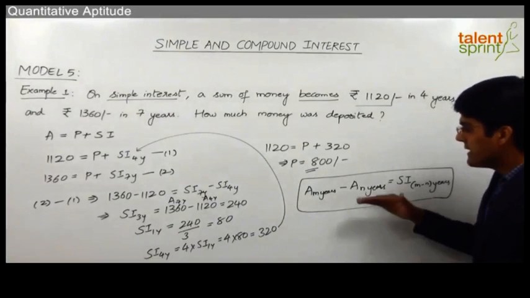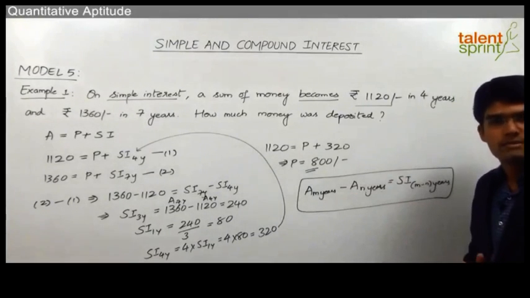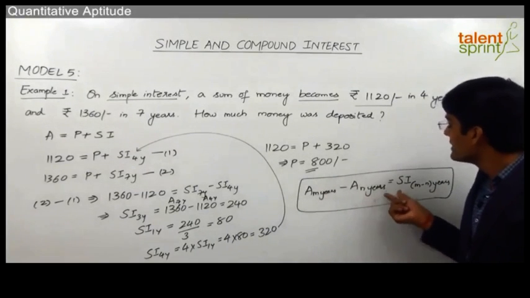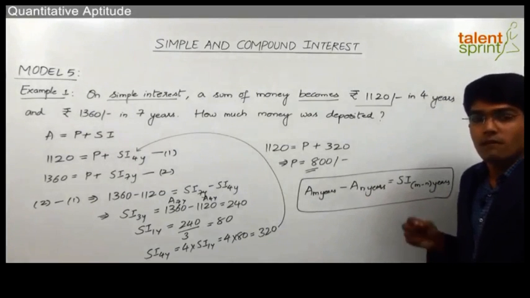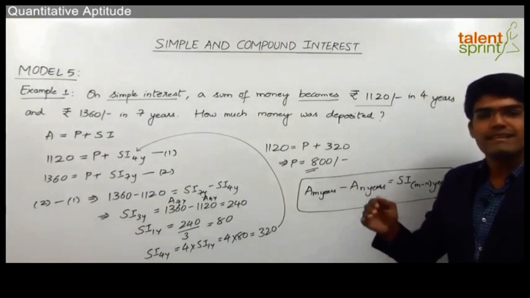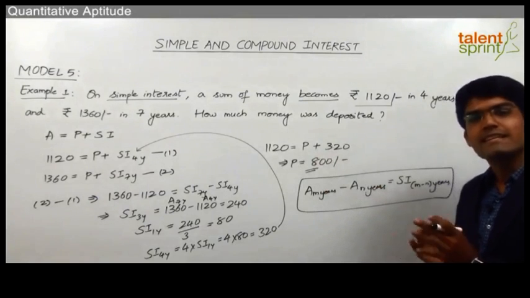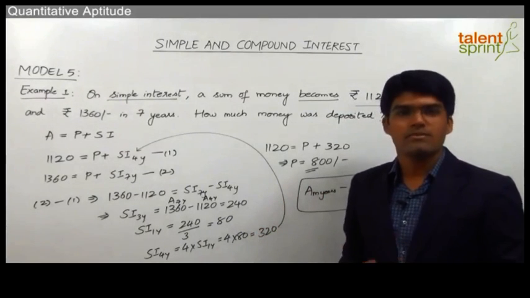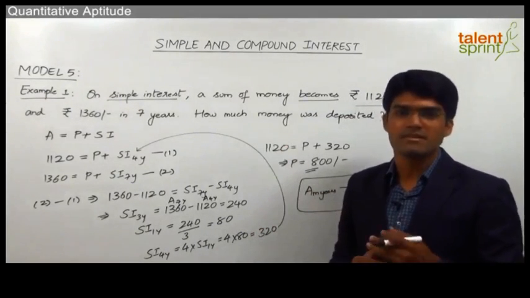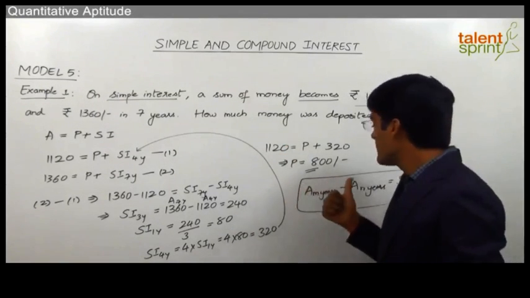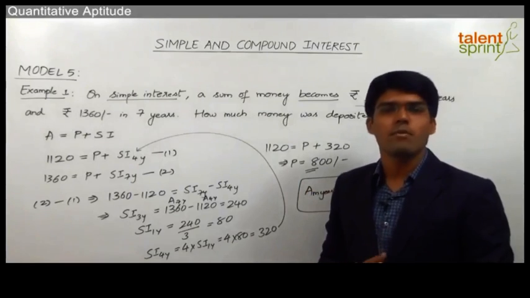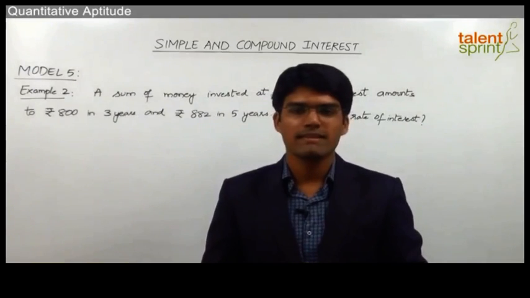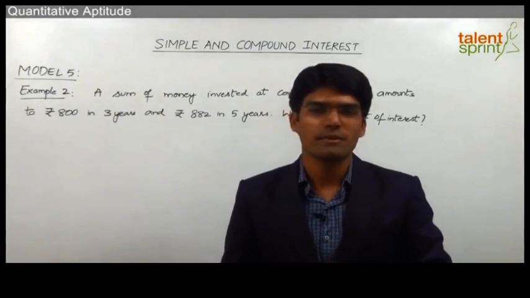And remember friends, this particular point is applicable only in case of simple interest. We cannot say that the total amount of m years minus total amount of n years is equal to compound interest of m minus n years. Why? Because in case of simple interest, the interest remains constant every year. So we can directly take the differences of the two amounts and find out the simple interest for the number of years. But in case of compound interest, the interest increases every year, as we have discussed in the introduction part. So remember that this particular point is not applicable in case of compound interest, but is applicable only in case of simple interest. Let us now take another example based on total amounts for two different periods.